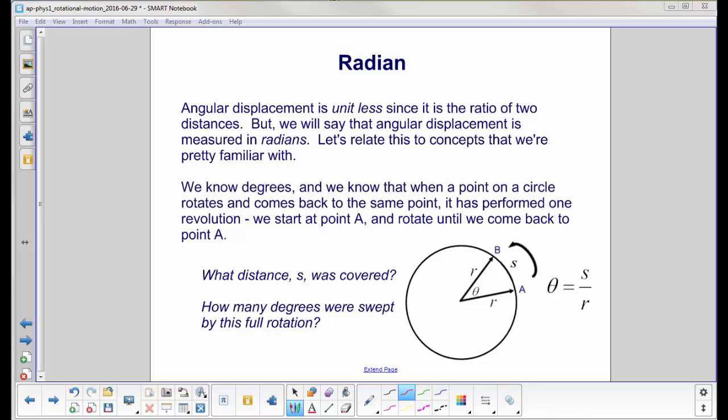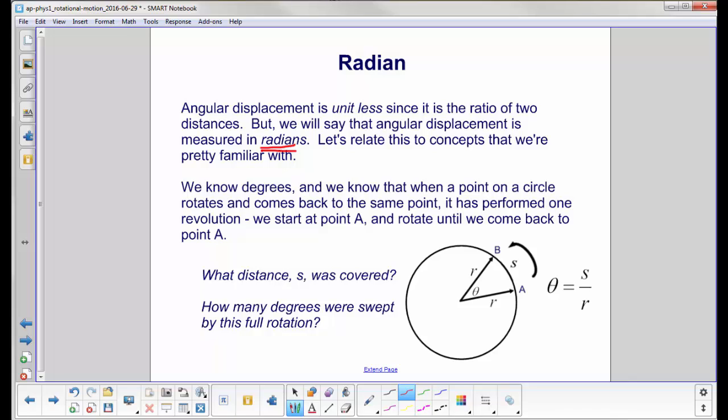Angular displacement is now unitless, since it is a ratio of two distances. For example, S could be measured in meters and R in meters. Meters by meters, you don't have a unit. However, we're going to call it something. We're going to say that this angular displacement, this theta here, is measured in radians. Not degrees, but radians.